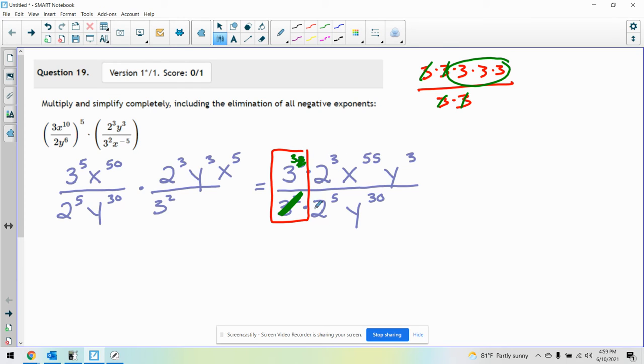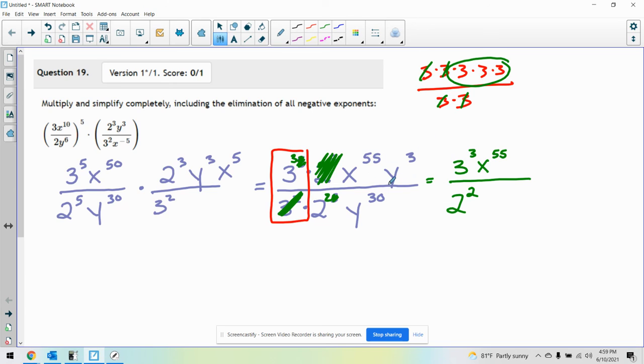Now, the 2's work the same way. These 3 2's on top, all 3 of them, cross out with 3 of the 2's on the bottom. So there's going to be 2 left. There was 5, 3 of them get crossed out. So I have 3 to the 3rd on top, and I have 2 squared on bottom. There are no x's on the bottom, so the only x's I have are on the top. So we'll have x to the 55.